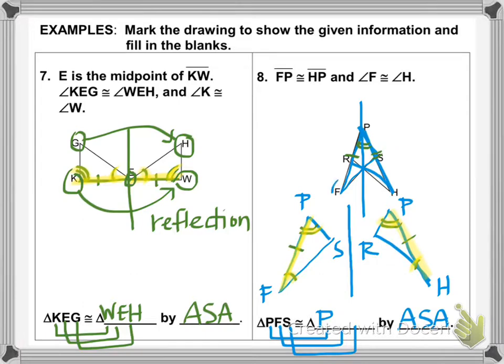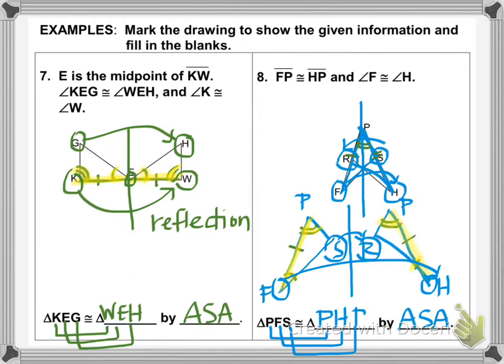F reflects over to H, or I could look at it this way. Okay, so F goes with H, and then S reflects over to R. S goes to R, and it looks like it's reflecting the other way. It's because it's kind of reflecting over, but then back on top of itself. So it kind of looks weird.